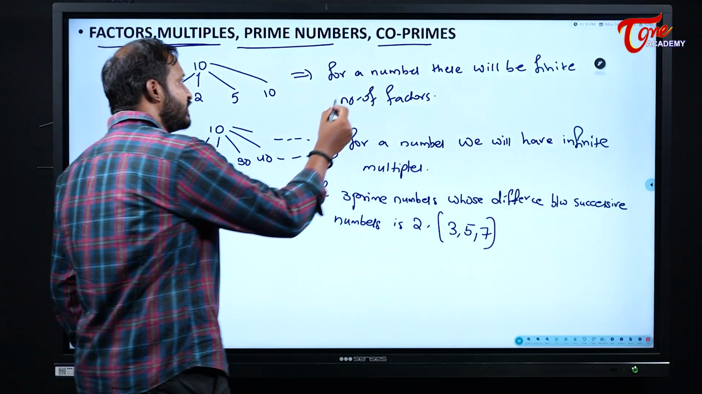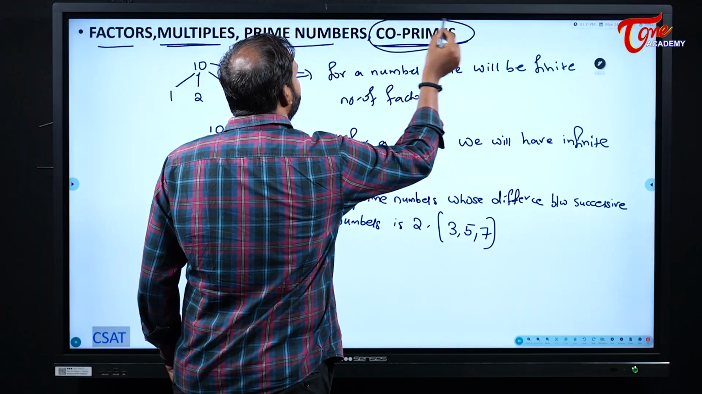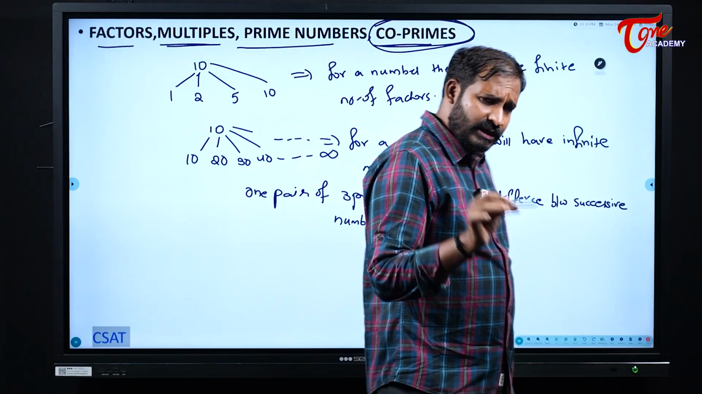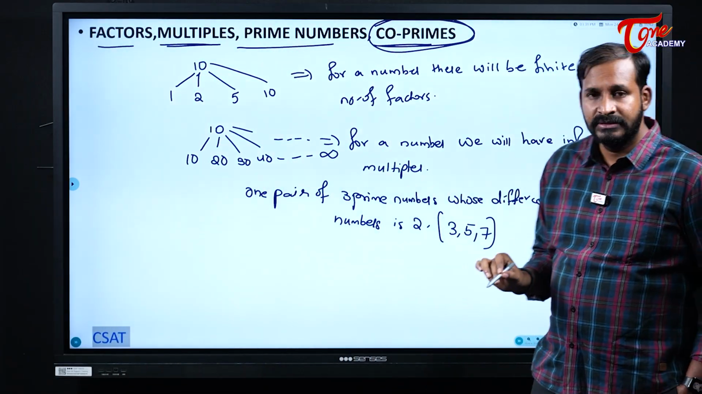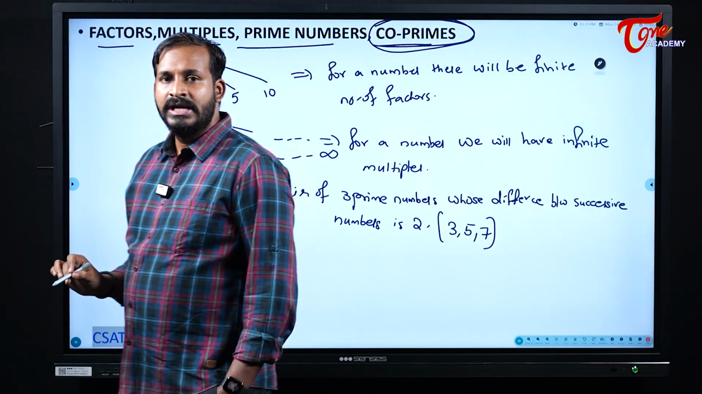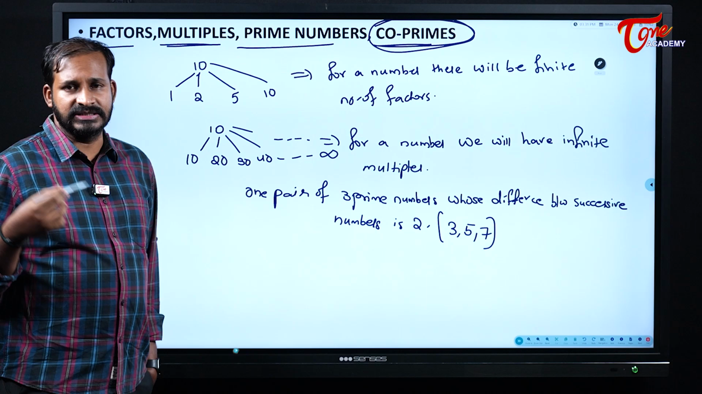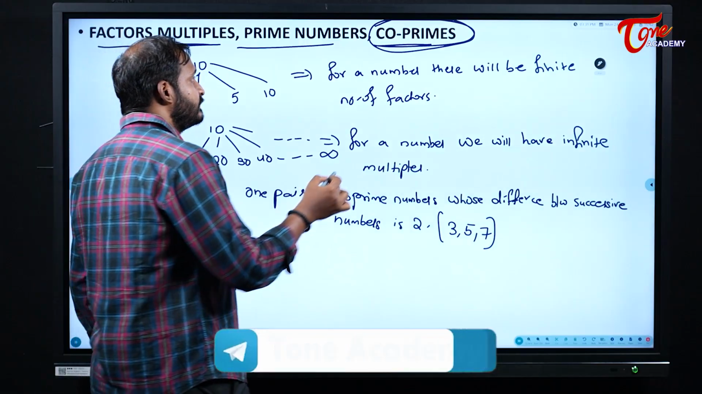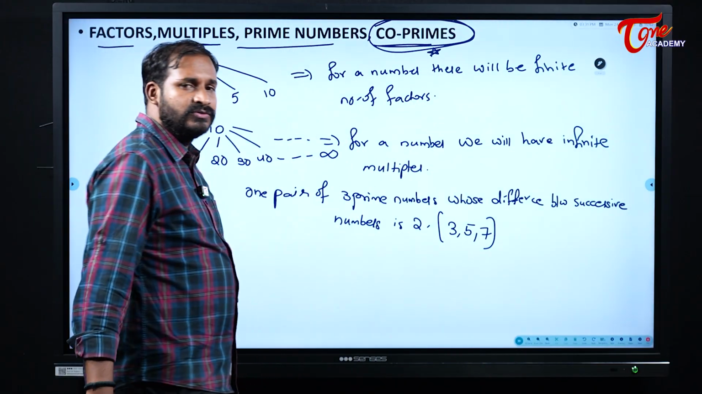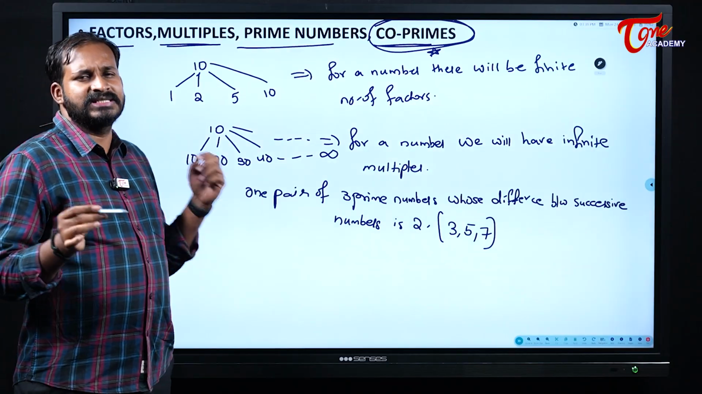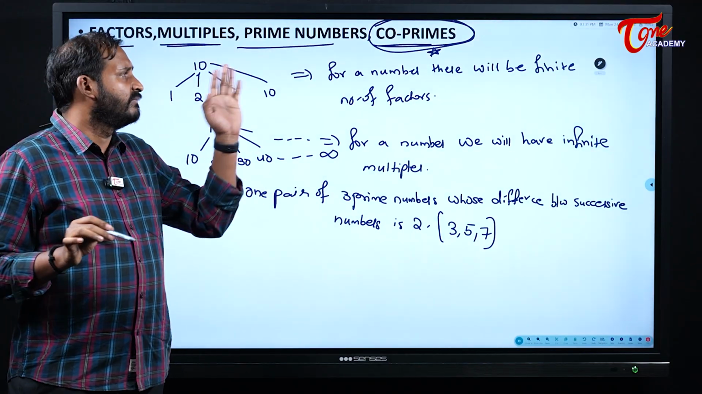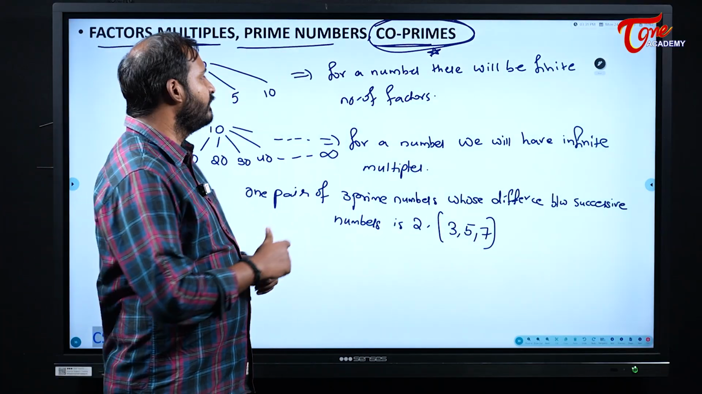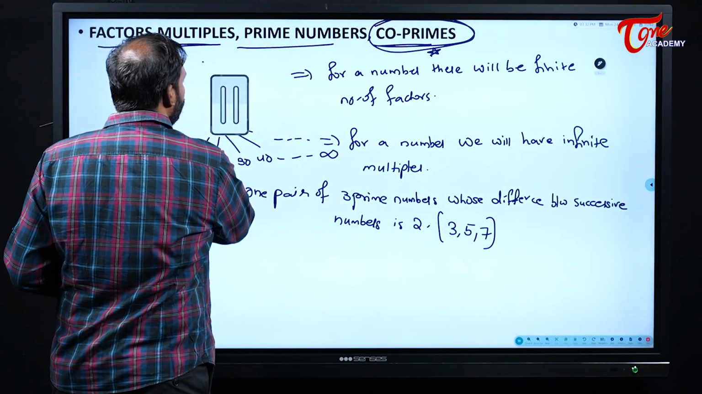Okay, next co-primes. See here students, this is a very important concept for us. Why? Because there are many questions based on co-primes. We should understand what these co-primes are and how the questions are asked from this concept. Sometimes they may also use the word relative prime, but there is a slight difference between those two things. We don't require that much. In our concept we will consider both co-primes and relative primes as the same, and we will try to solve them. Now, what are called co-primes?